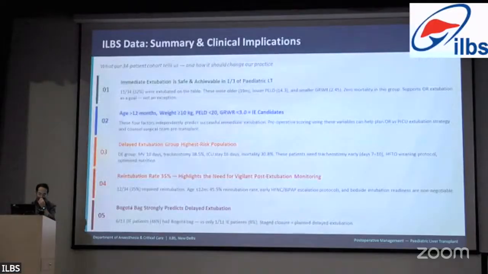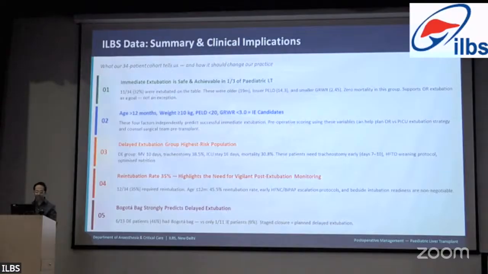So the summary and clinical implications for the 34 patient cohort tell us immediate extubation is safe and achievable in one third of our population. 11 out of 34 patients were extubated on the table. They were older, had lower PELD, and smaller GRWR. Zero mortality in this group supports immediate extubation in the OR as a goal and not as an exception.